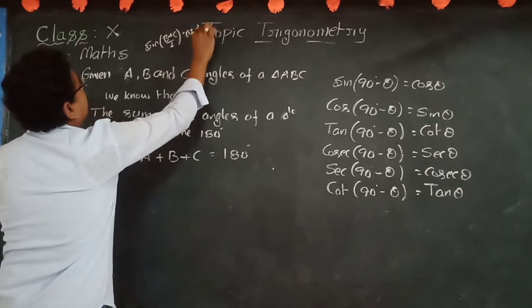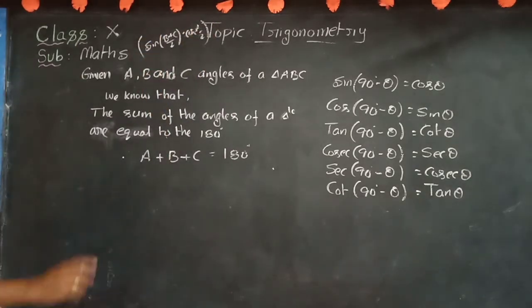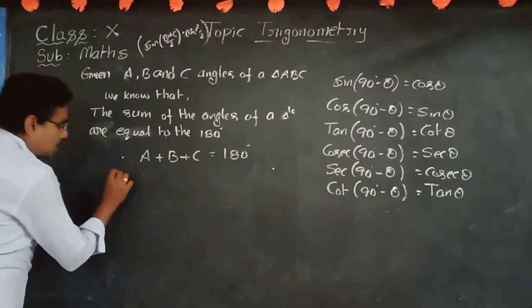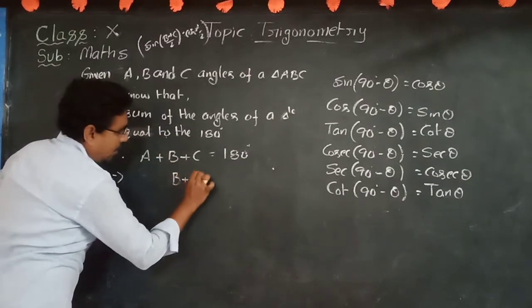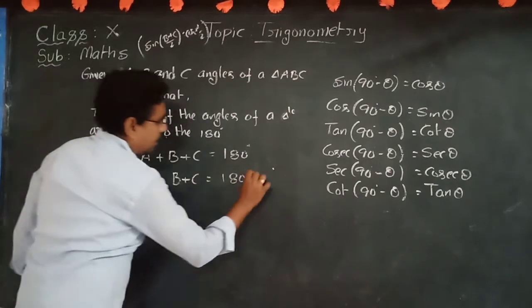How to show this? Sine of (B plus C) by 2 equals cos A by 2. In this case, B plus C is there on the left side. So which one should we transpose to the right side? A we should transpose to the right side. I am transposing A to the right side. B plus C equals 180 minus A.